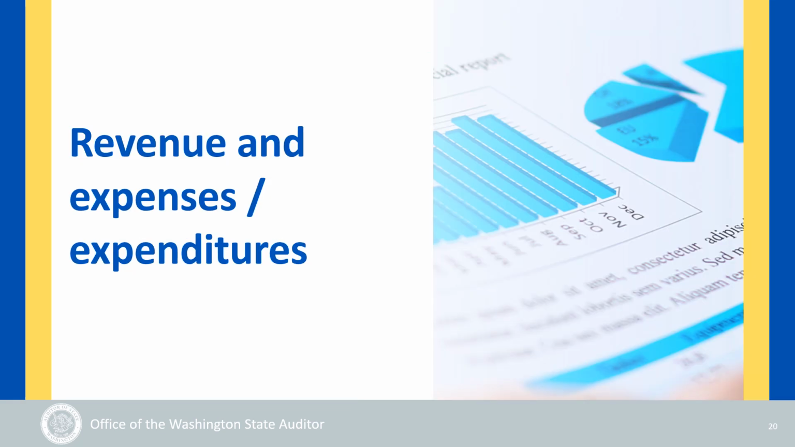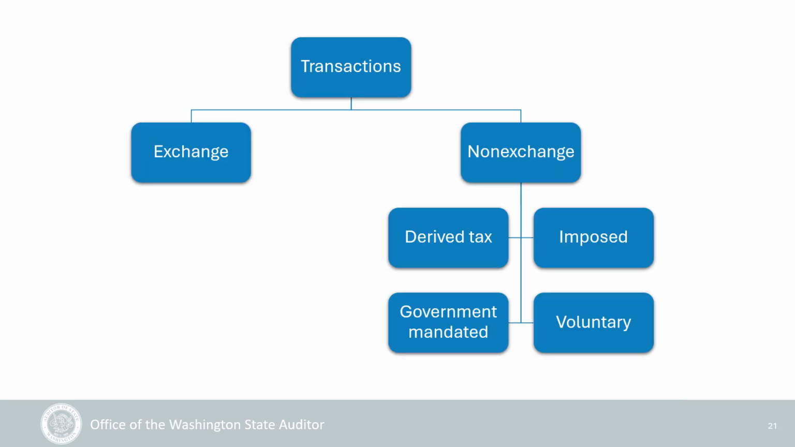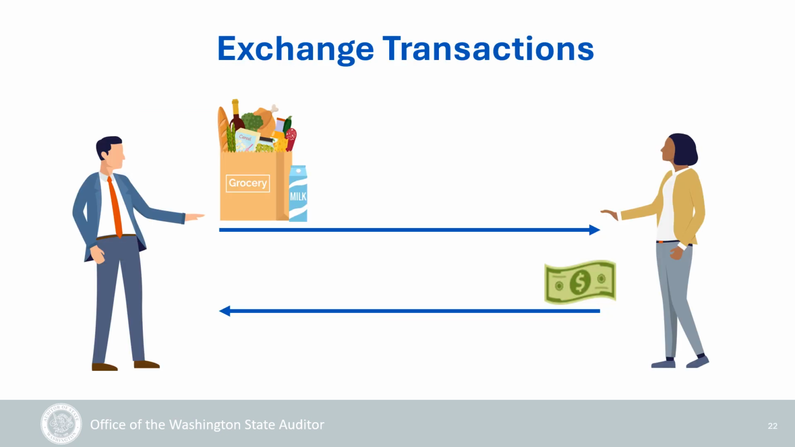Now let's talk about revenue and expense transactions. In governmental accounting, transactions are classified into exchange or non-exchange transactions. Let's look at the exchange transactions first. Exchange transactions are when one party gives something up and receives something of equal value. Think of when you go to the grocery store and buy food. You are giving up cash and receiving food in exchange.